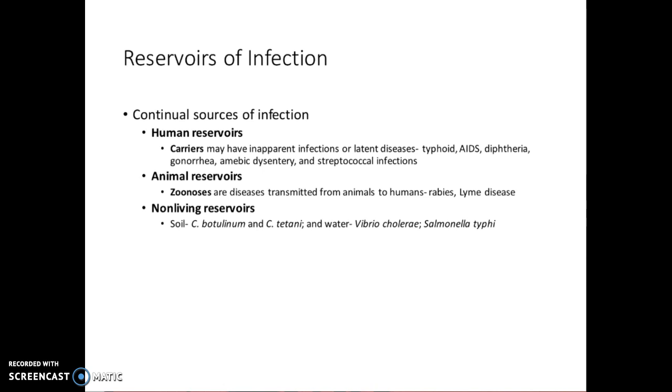Animal reservoirs, so zoonoses are transmitted from animals to humans. So rabies and Lyme are two excellent examples of primary zoonoses. And then we have non-living reservoirs, such as soil or water for typhi, cholera, and soil for botulinum. So each one of these can vary. You have good reservoirs and then you have bad reservoirs. A good reservoir means that the disease doesn't kill it. A bad reservoir is where the disease kills it. And then they have something called a dead-end host.